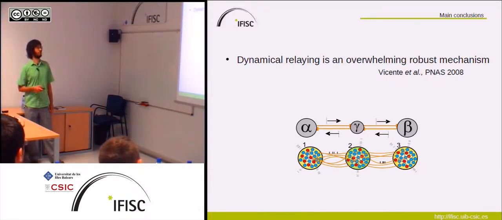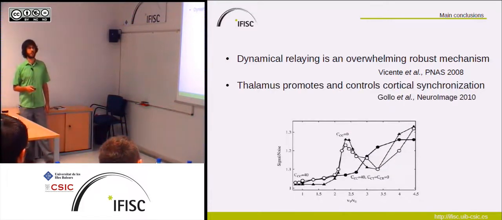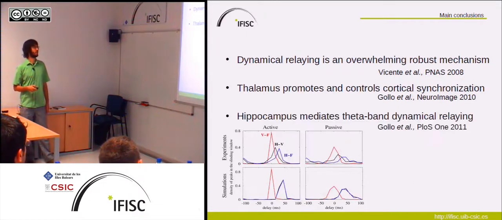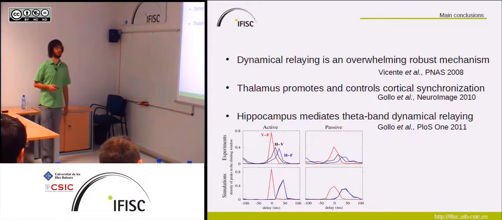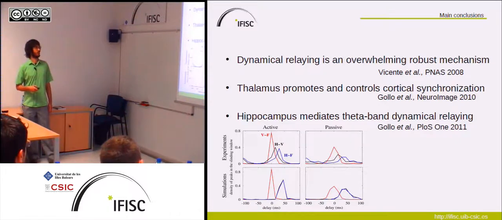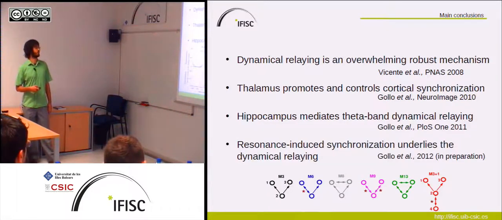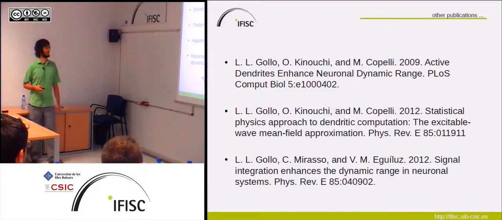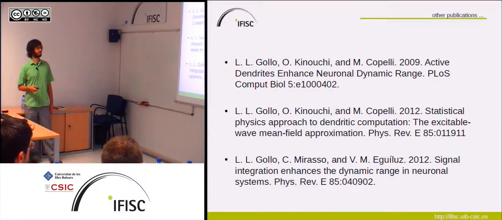So our main conclusions are that the dynamical relaying is an overwhelmingly robust mechanism. The thalamus promotes and controls cortical synchronization. The hippocampus mediates theta band dynamical relaying and can also be compared to experiments. And the resonance-induced synchronization underlies the dynamical relaying.